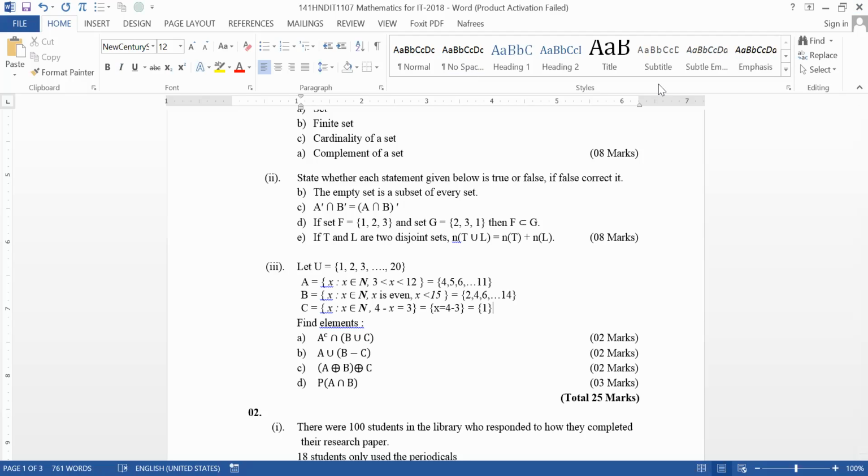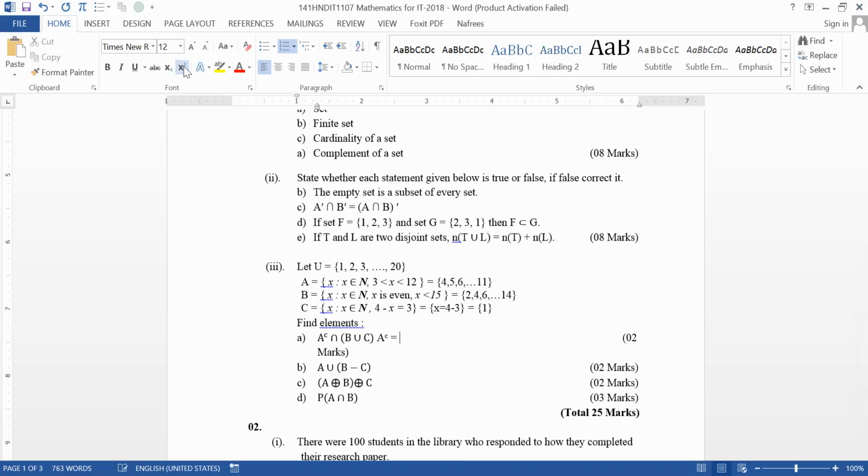Good. Now using this, you have to create the Venn diagram. We know how to create a Venn diagram. To find the first one, first you have to find A complement separately. A complement means all the elements without A. All the elements without A means you can't have these elements. Therefore 1, 2, 3 and then 12, 13 up to 20.